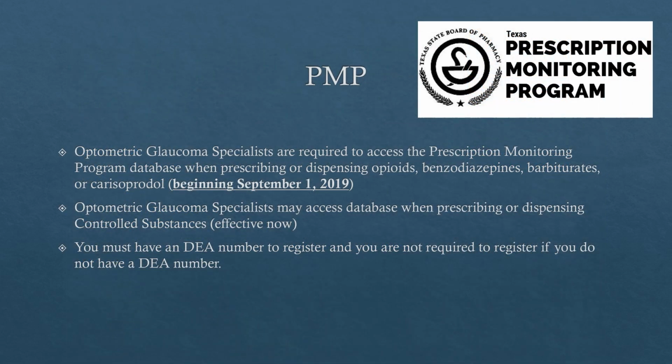I want to start this year with a topic that we've covered in the past, and that's the PMP, or the Prescription Monitoring Program. This is a database that's maintained by the Texas Pharmacy Board. Its intent is to track patients that are getting prescribed controlled substances, and it's in response to the opioid epidemic that we've all certainly heard about in the past several years, decades or so. What it's going to require us to do is, starting September 1st, 2019, if you dispense opioids, benzodiazepines, barbiturates, or carisoprodol, or Soma, you need to access this database before you prescribe to the patient.